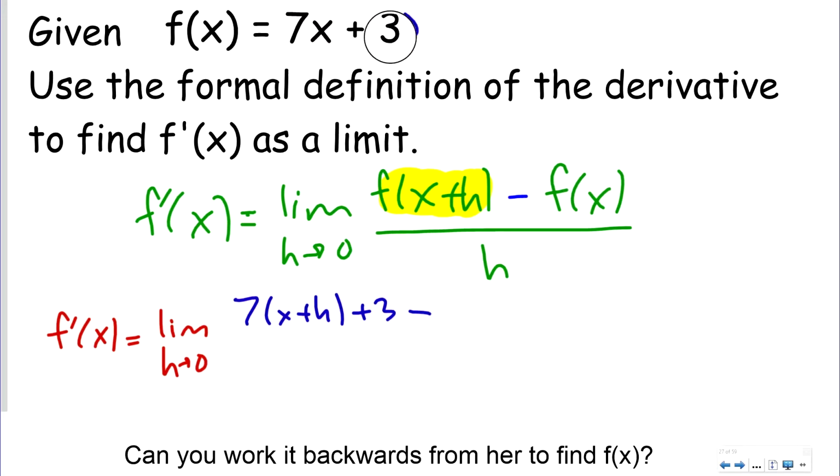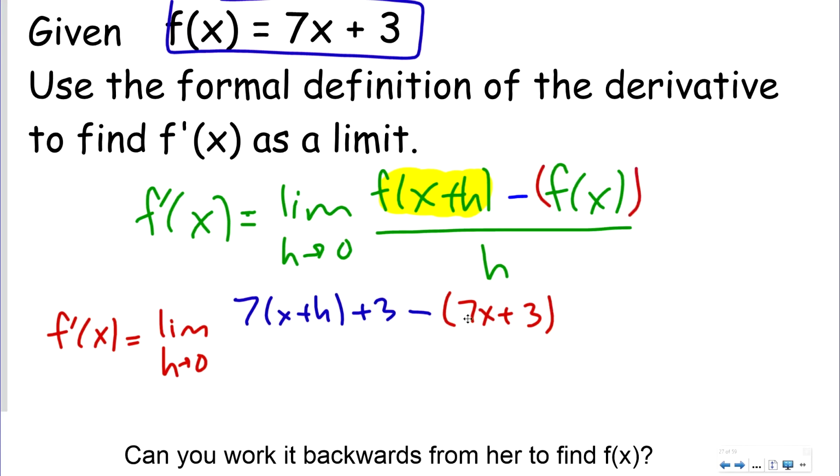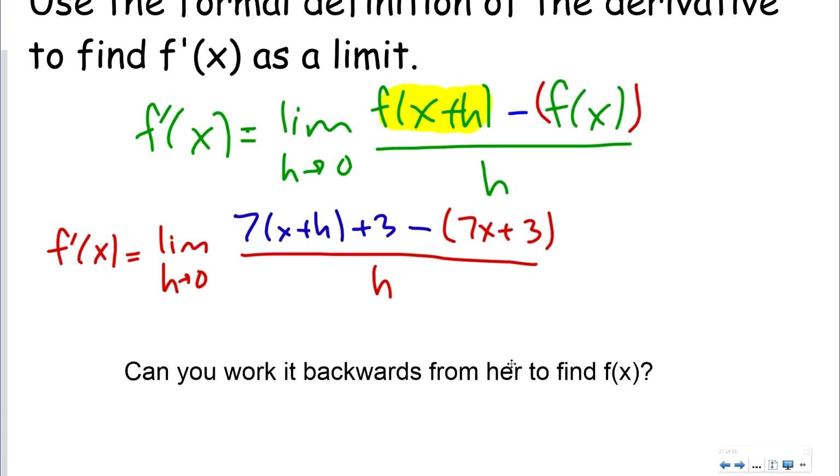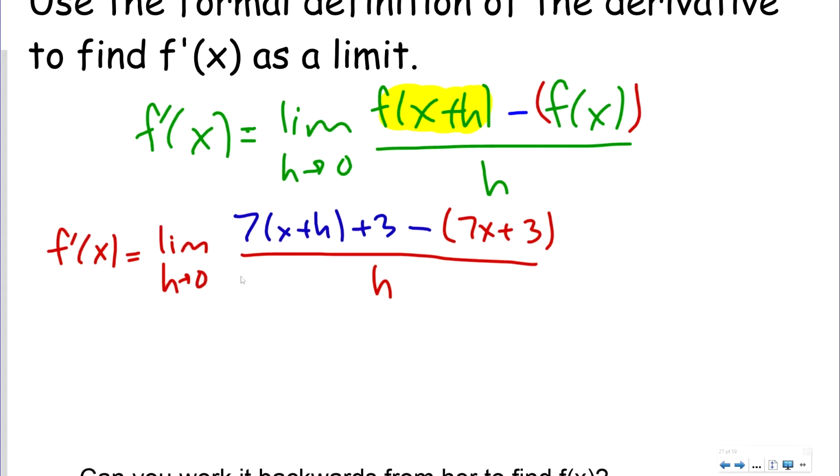So what is f of x? Well, f of x is 7x plus 3. So now I'm going to subtract 7x plus 3. But be careful. You're not subtracting just the first term, just 7x. You're subtracting the whole function here, so you have to have parentheses there. You're subtracting the whole family, not just the father in the family. All right? So once we get that, then what we need to do is solve for this limit.